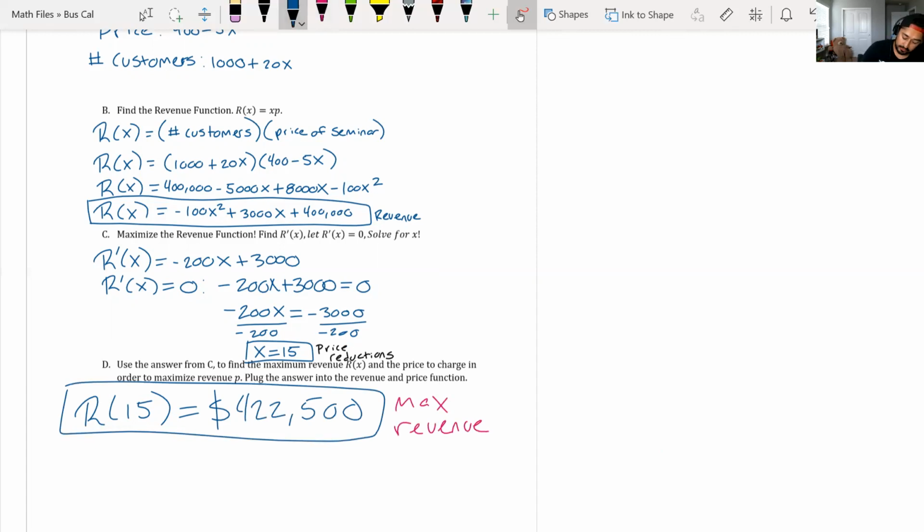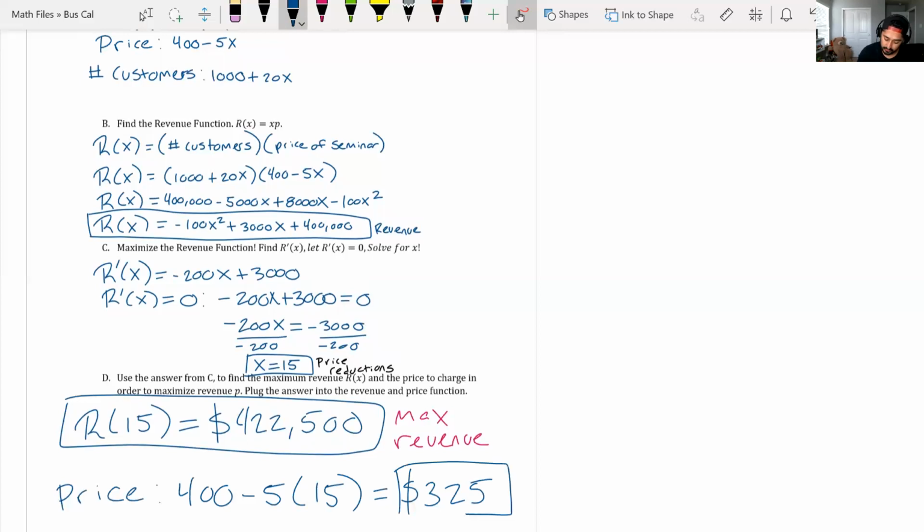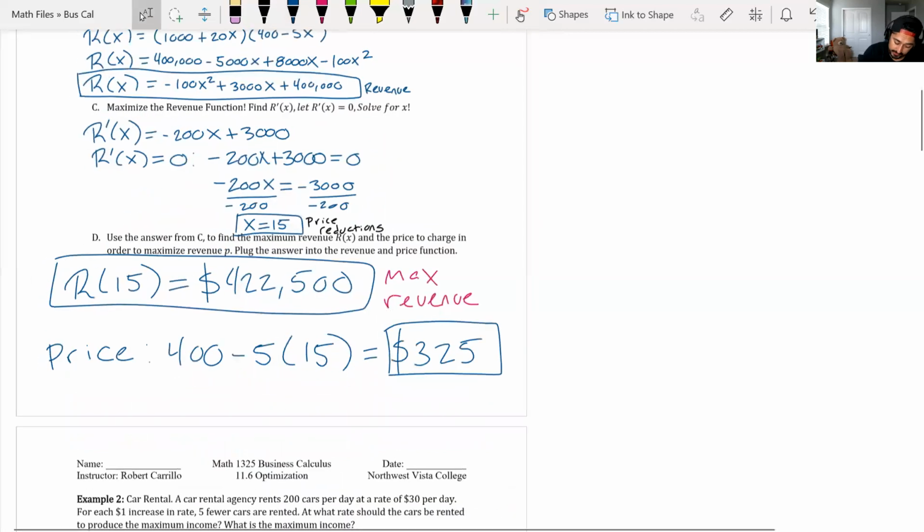Okay, and now let's plug it into the price equation. So for price, we have that equation up there, 400 minus 5x. So you'll get 400 minus 5 times 15, which means that if we do 15 price reductions, this means that the entry to the seminar is $325, which means we still make maximum revenue. So this is the price per seminar.